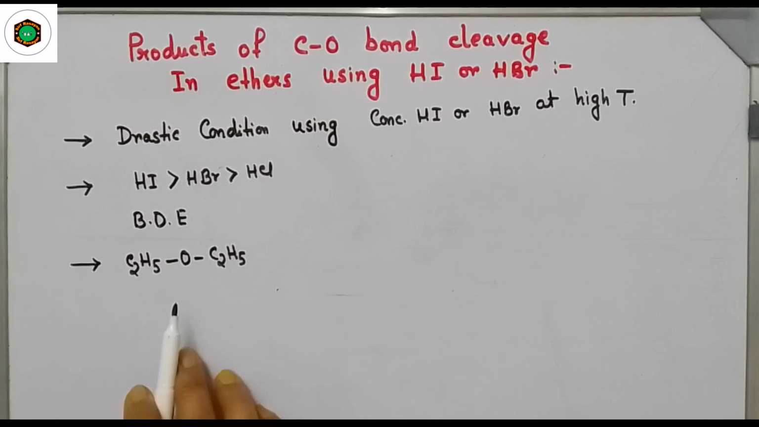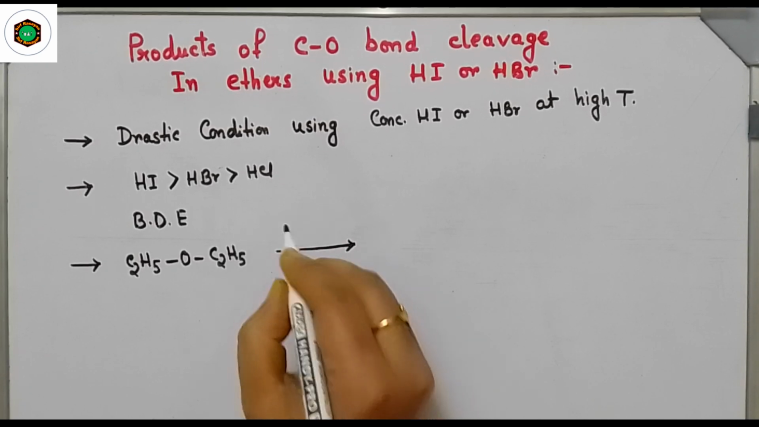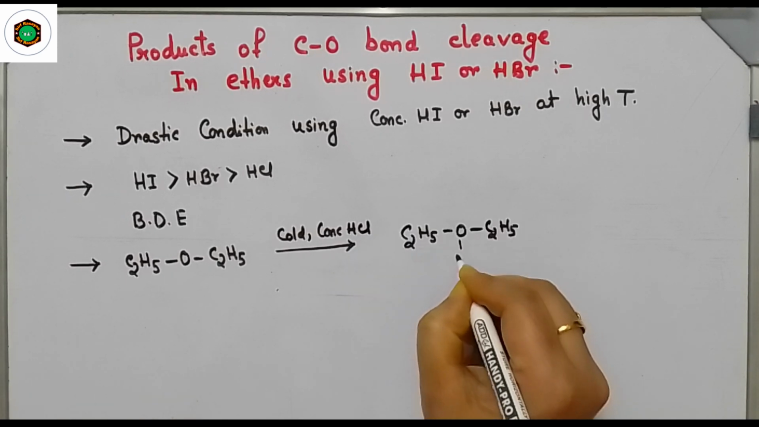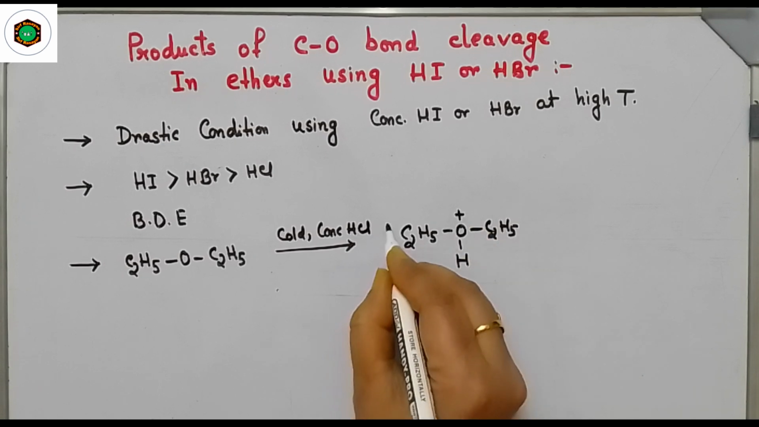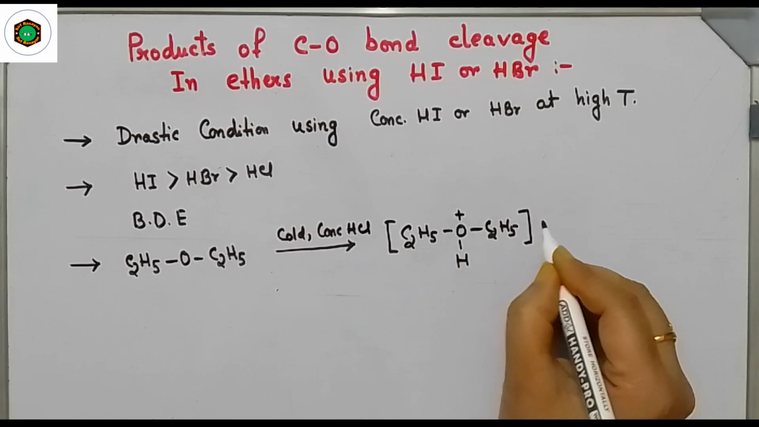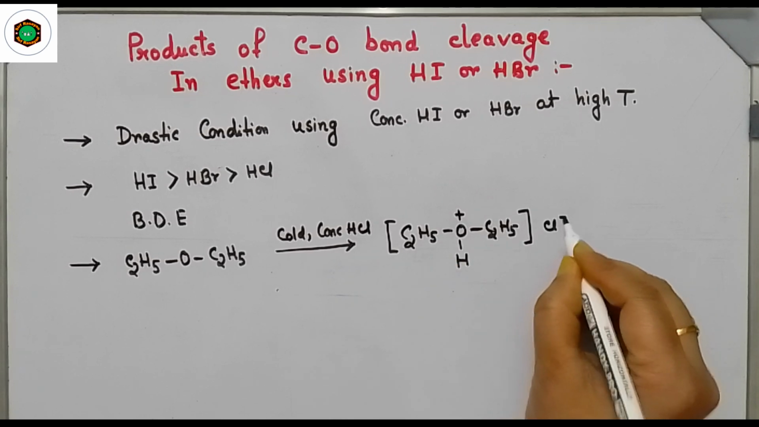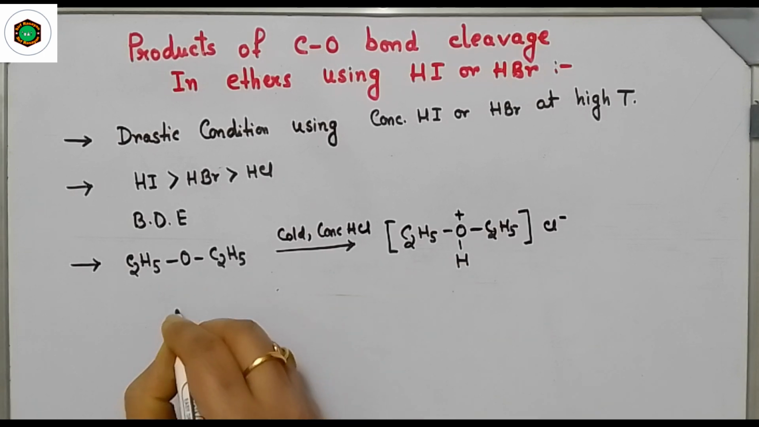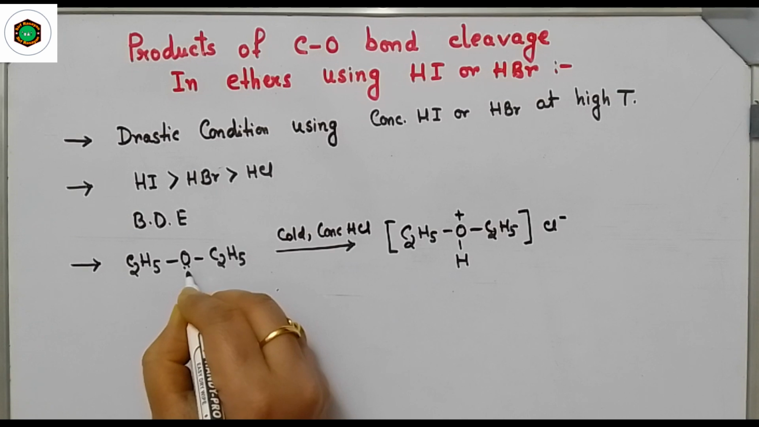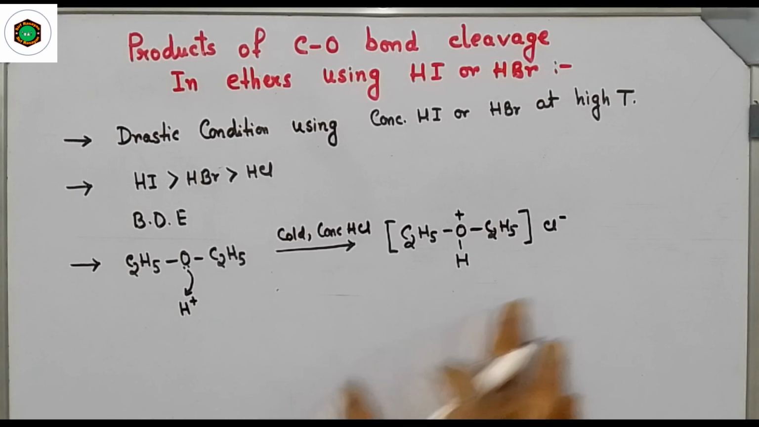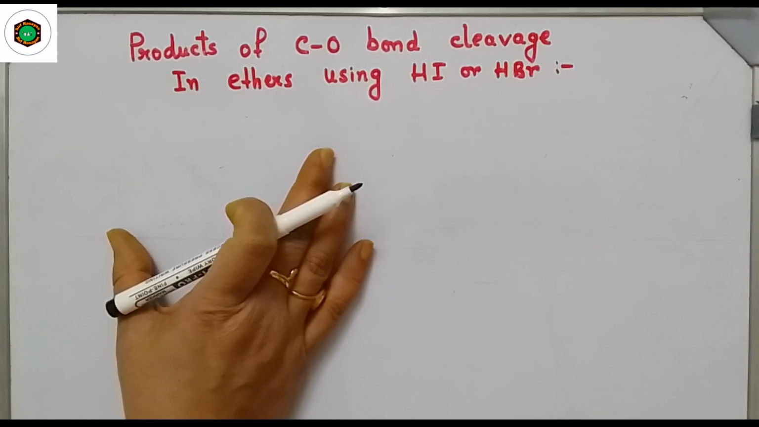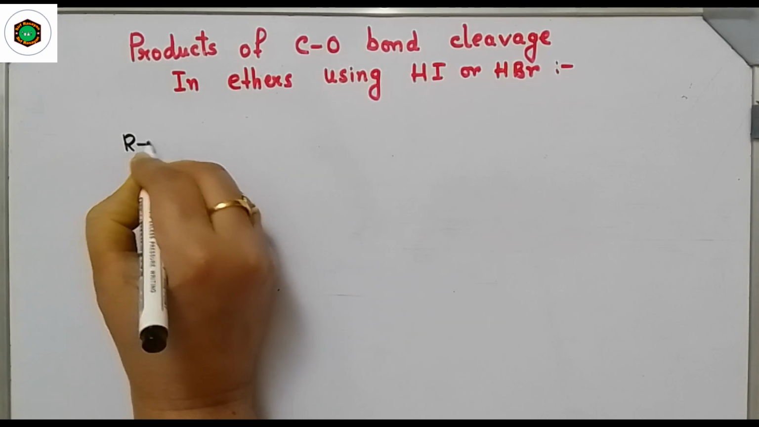Now see, if you have an ether, suppose diethyl ether, and you are treating it with cold concentrated hydrochloric acid, HCl, what will you get? You will get this oxonium ion. Since it is plus, that will be balanced by Cl minus. After protonation, we get this oxonium ion. H plus is there, the lone pair of electrons will be donated and we will get this oxonium ion.